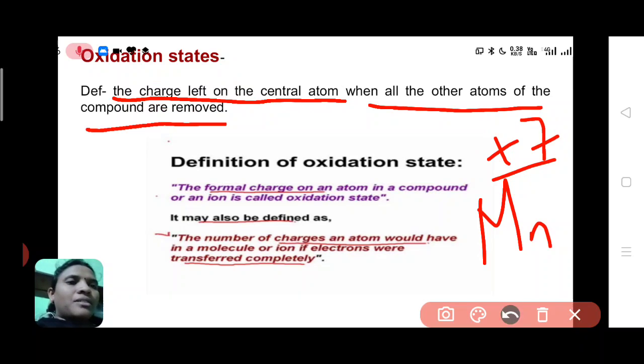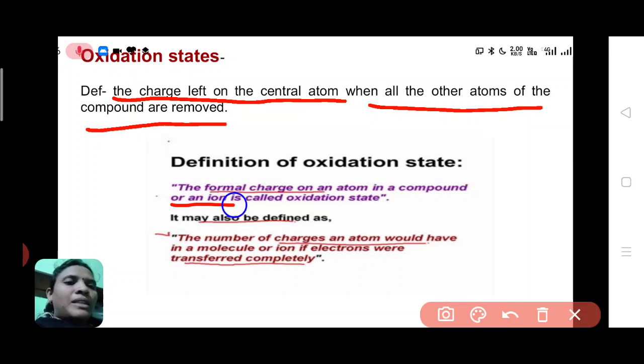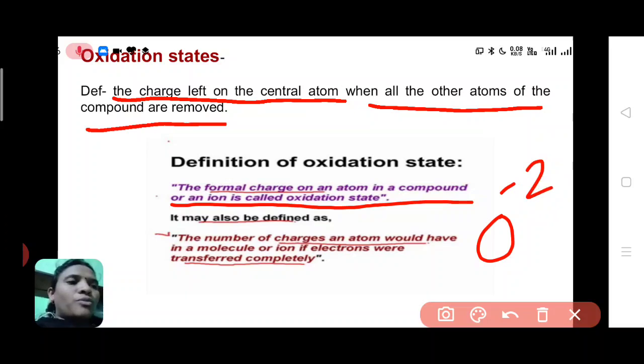Another definition of oxidation state is that it is the formal charge on an atom in a compound or an ion. Whatever charge is acquired on an atom, that charge will be its oxidation state. For example, oxygen has charge -2, so -2 is its oxidation state. In the same way, hydrogen has +1 charge, so +1 is its oxidation state. Whatever charge is acquired by any atom or ion is called the oxidation state.